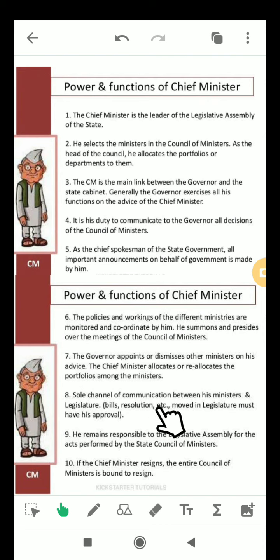He is the sole channel of communication between the ministers and the legislature. He remains responsible to the Legislative Assembly for the acts performed by the State Council of Ministers, and if the Chief Minister resigns, the entire Council of Ministers is bound to resign. That means while the resignation of other ministers merely creates a vacancy, the resignation or death of the Chief Minister dissolves the cabinet. So these all are the functions of the Chief Minister.